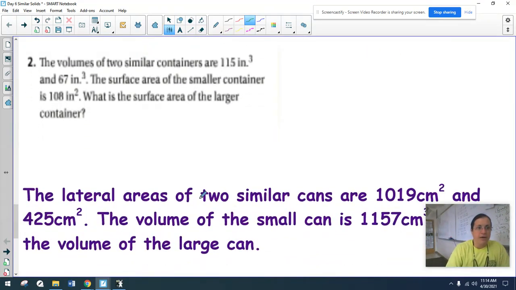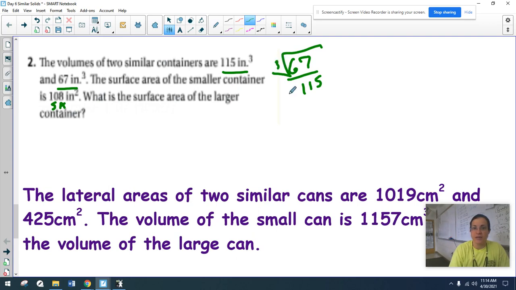All right, now the volumes of two similar containers are... Okay, so we're talking about volume. It says the surface area of the smaller, so this is going to be our surface area, and it's smaller, so I'm going to keep whichever one I want on top. So two similar containers, 115 and 67. If I want to keep the smaller on top, that's how it's going to look. It says write the surface area of the larger container.